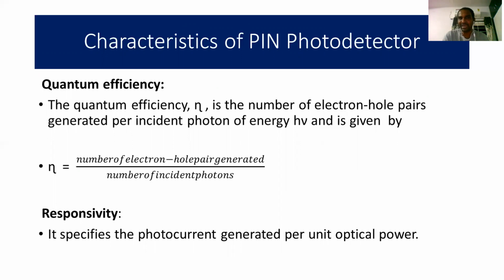And another important characteristic of a PIN photodetector is quantum efficiency. The quantum efficiency eta is the number of electron hole pairs generated per incident photon of energy h nu, and is given by eta equals the number of electron hole pairs generated to the number of incident photons. And if we consider another characteristic, responsivity, it specifies the photocurrent generated per unit optical power.